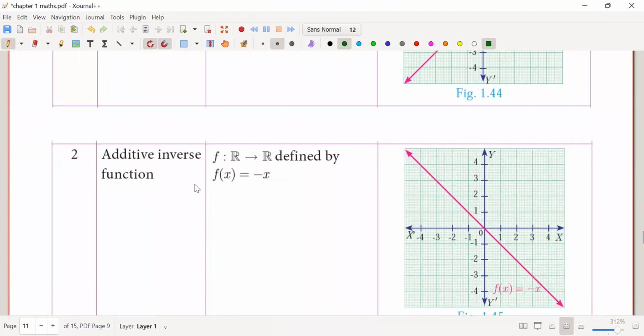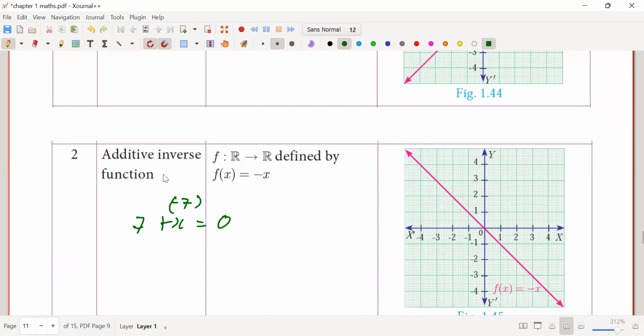This is known as the additive inverse. What is the additive inverse? This comes in fourth standard. If I give a number, any number, 7. For what value of x does it become 0? Minus 7. So minus 7 is the additive inverse of 7. All right. So that's what they are saying.